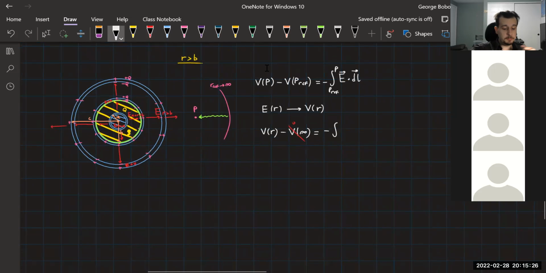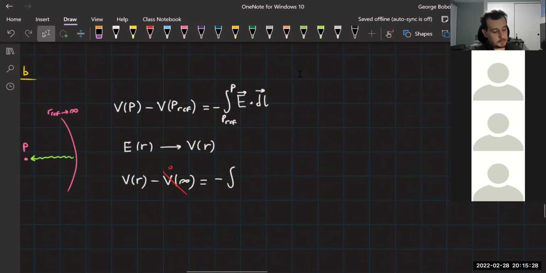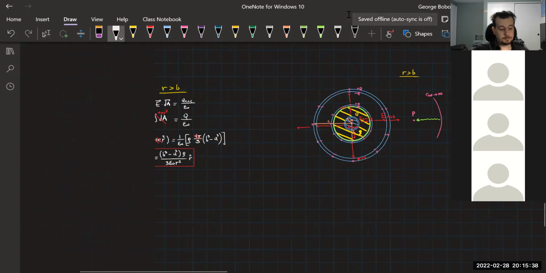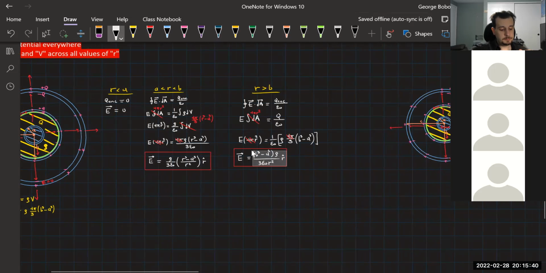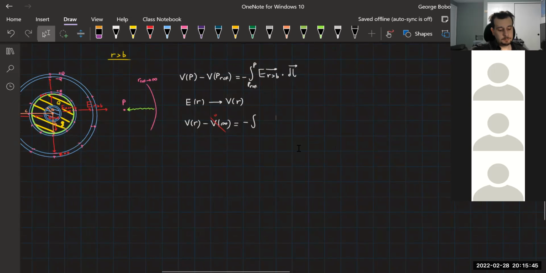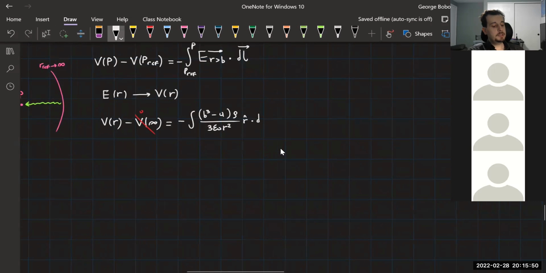So the electric field on the very outside, let me again indicate that we're doing that. The electric field on R greater than B, dotted with dL. So I'm gonna go fetch that. Here it is. All right, so there we go. We dot that with dL. That gives you a nice little dr. And so we're traversing here. We're going from infinity, which is a reference, to the point R, which is the point of interest.